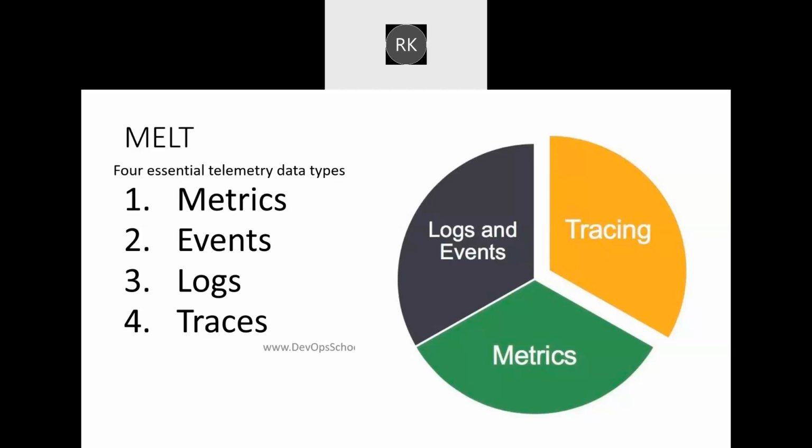MELT means M for metrics. Metrics means Linux metrics, Windows metrics. Metrics means CPU, RAM, hard disk, network. Metrics of Apache, metrics of Tomcat, metrics of database, and so on. That's called M, metrics. Then you need to say we need to collect events also. What is events? Anyone would like to tell me?